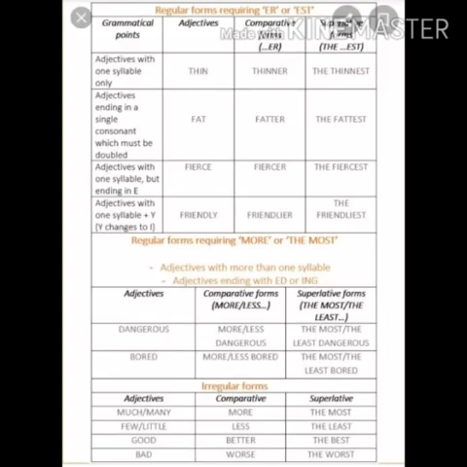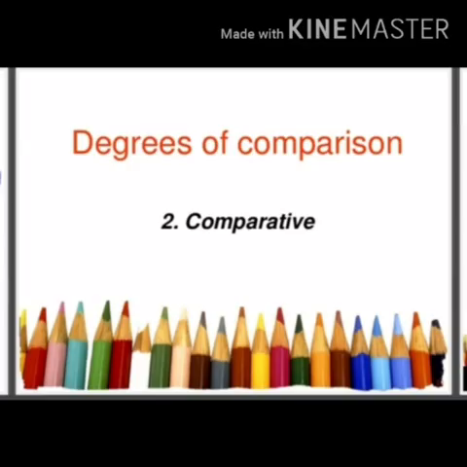Now we'll see the tabular form of adjectives and degrees of comparison. Children, in the table you can see in the first column, grammatical points are written, and then in the second column, adjectives, third, comparative, and in the fourth column, superlative. Along with its rules, as you can see in the table, they have written ER under comparative degree and EST under superlative degree. So we learn about comparative degree now.